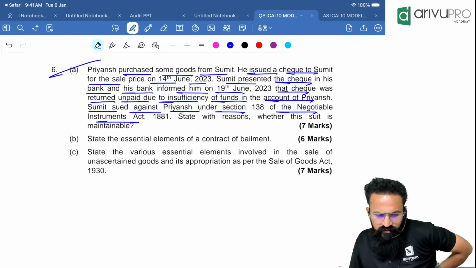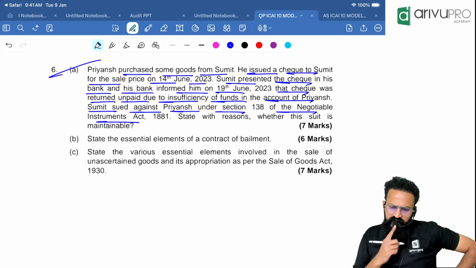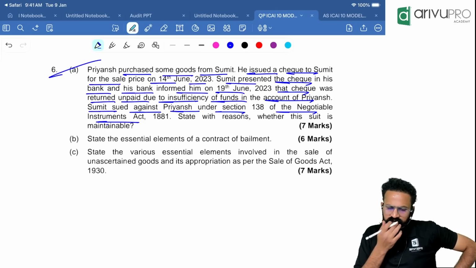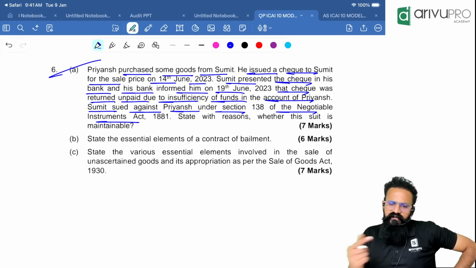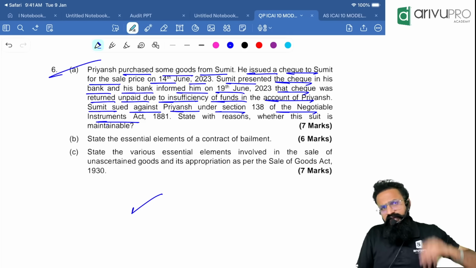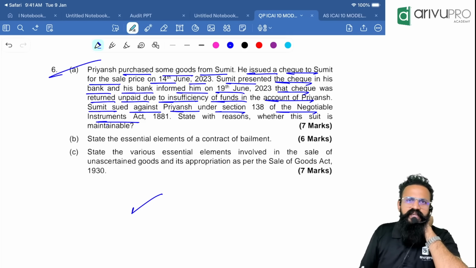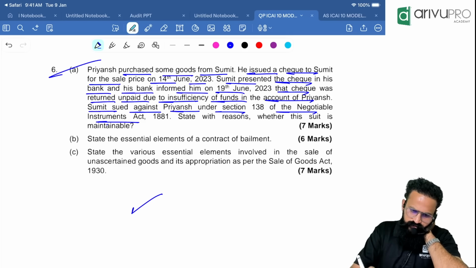What are they telling you? Priyansh purchased some goods from Sumit. He issued a check for the sale price on 14th June 23. Sumit presented the check in his bank and his bank informed him on 19th June 23 that the check was returned unpaid due to insufficiency of funds in the account of Priyansh. Can I sue? Answer is yes. It comes under your check bounce case. Section 138 is check bounce case only. Yes, I can sue.